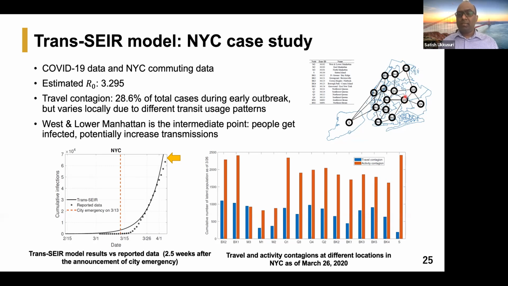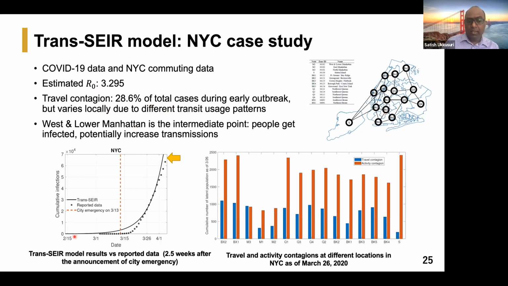We have integrated the mobility data that we have from the transit movements of people and from mobile phone data movements, and then looked at the estimated RT, the infection rates in each of these different locations from the NYC COVID data. What we see is 28% of the total cases during the early outbreak, but it varies significantly. There is a lot of heterogeneity across these different types of locations.